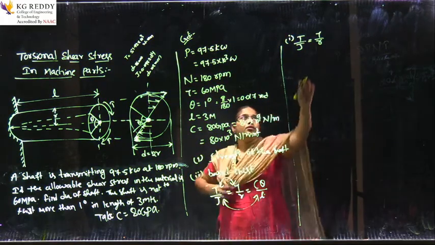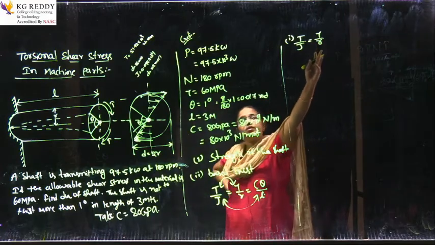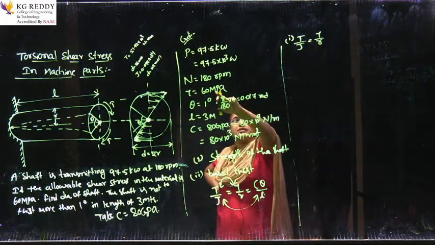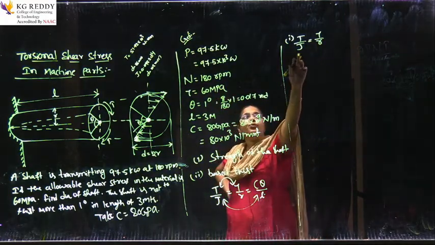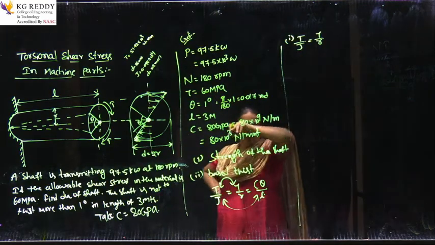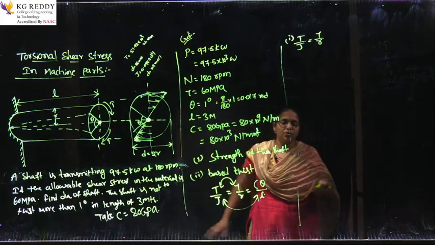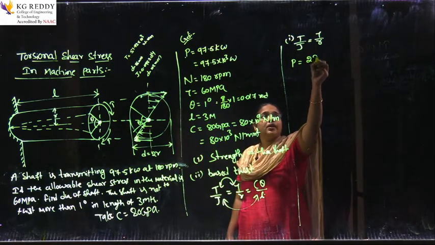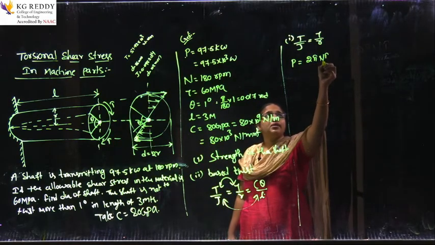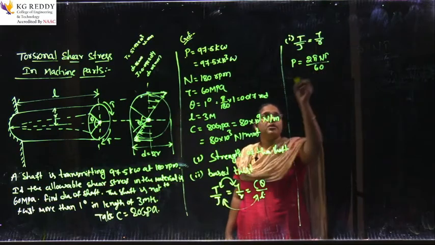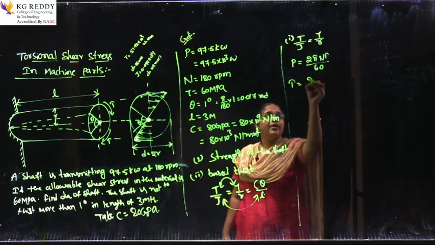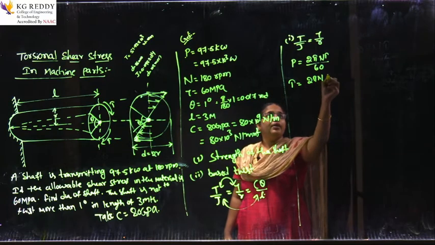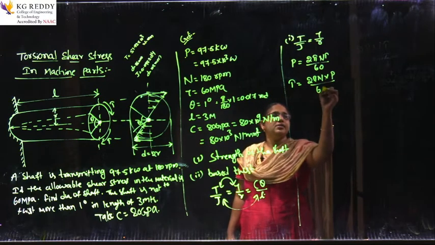We know the value of tau; they have given 60 megapascals. I don't know T, but I want to identify the T value. Based on the relation we know that the power transmitted is equal to 2 pi N T by 60. Therefore from this relation, T equals P into 60 divided by 2 pi N.